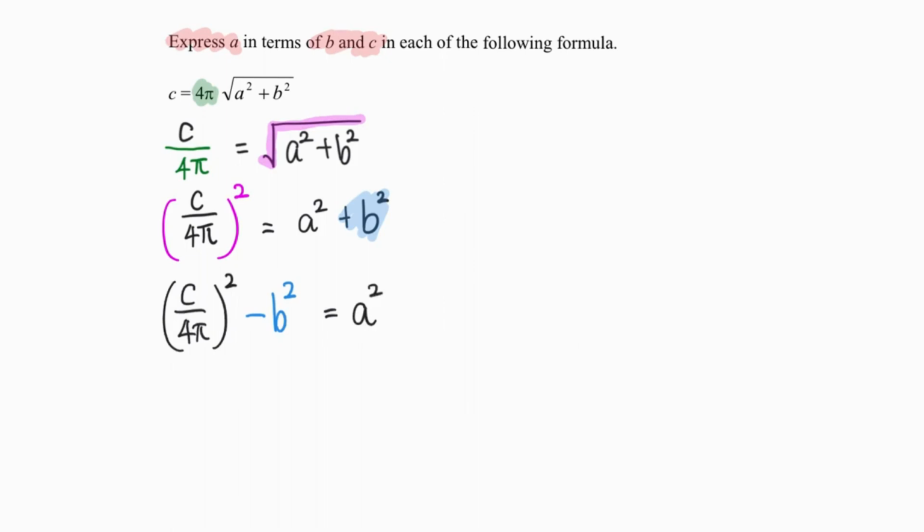And finally, is the A square here. So if I only want the A, I would then have to square root both sides. And therefore you would see this.